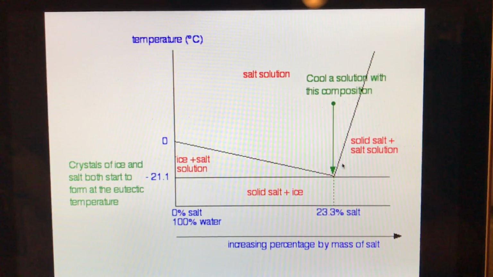basically moving straight from the salt solution area over here of the phase diagram into the solid salt plus ice area. And I put it here as well, that basically here you cool a solution with this composition, and this leads to the eutectic point, where crystals of ice and salt both start to form at that eutectic temperature here.